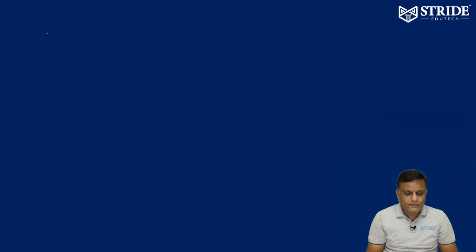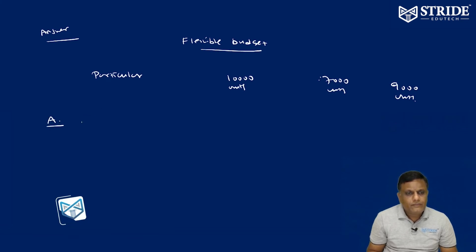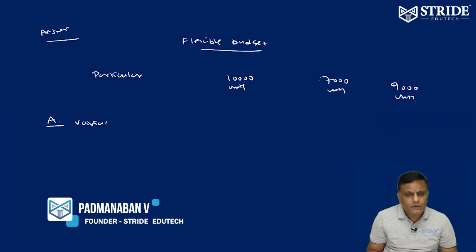So we have to prepare a flexible budget. Particular given information for 10,000 units. So you have to prepare a budget for 7,000 units and 9,000 units. First, A, variable cost.